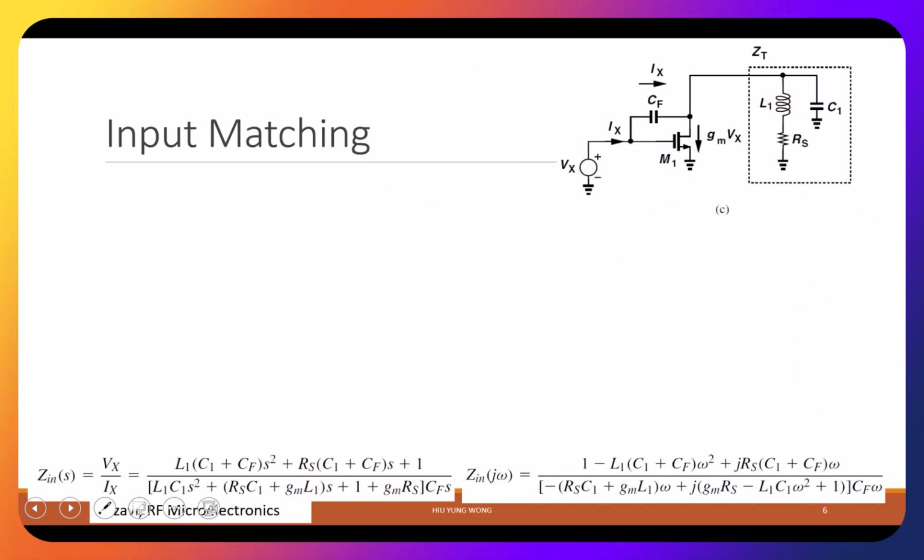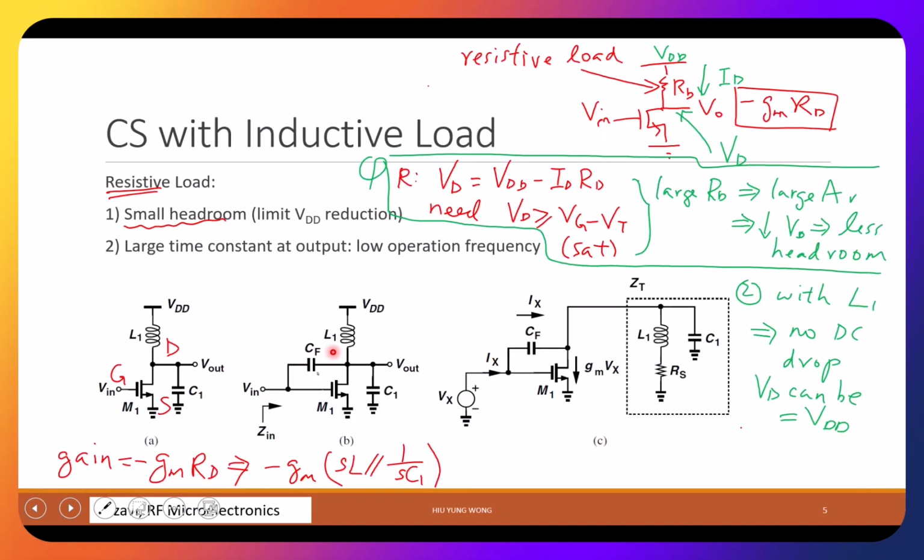Okay. Then how do we match the impedance? Now let's look at this, and I forgot to mention also the CF. This is the circuit I gave you, but somehow I add CF. What is CF? CF is not something I add deliberately. CF is like the CGD, the gate to drain overlap capacitance. Did we discuss this before?